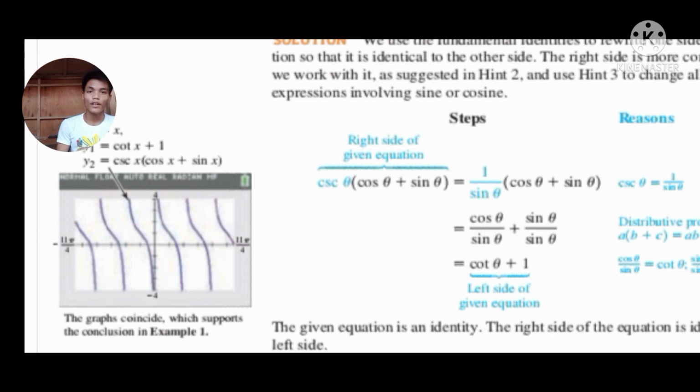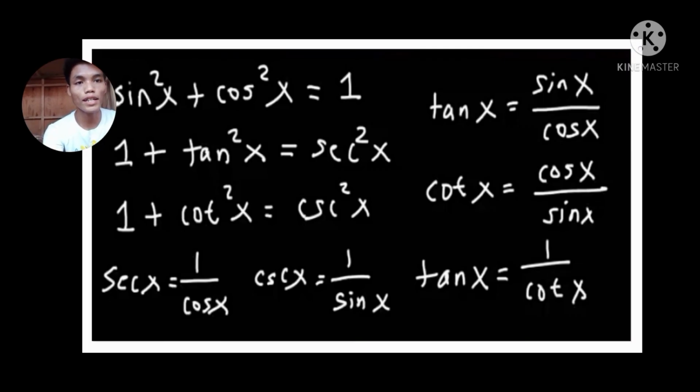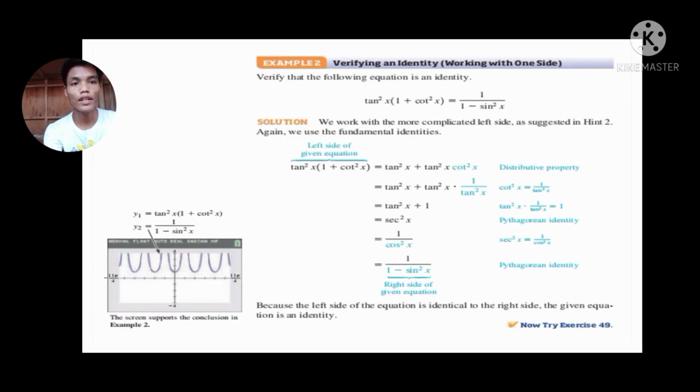Okay, so now let's move on to the next topic, example 2. In example 2, we are going to verify an identity working with one side again. So verify that the following equation is an identity. The given equation is tangent squared x multiplied by 1 plus cotangent squared x is equal to 1 over 1 minus sine squared x. So here is the solution.